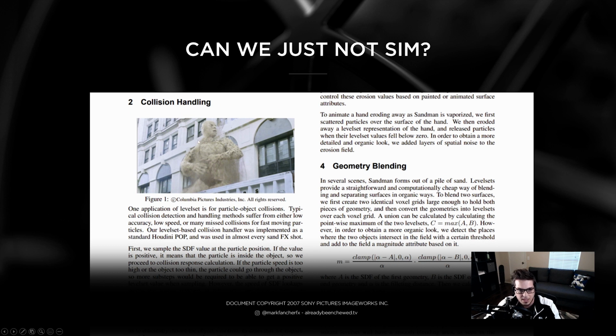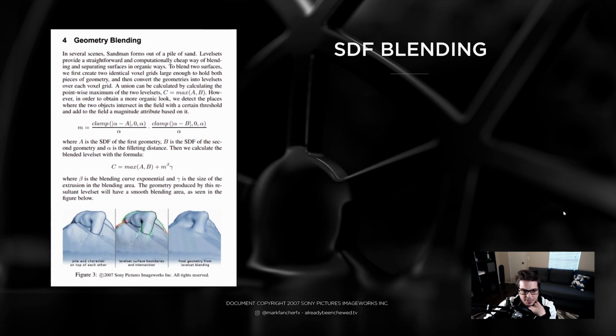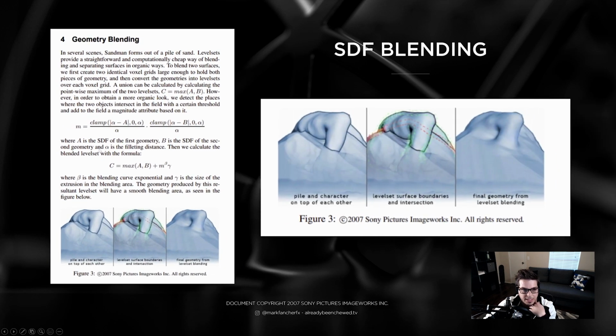Basically, the effects they used this for was for the Sandman. They have cool sequences involving the Sandman intersecting with piles of sand. And instead of just having the geometry intersect, they wanted to have a smoother transition. So in the geometry blending section of this paper, they talk about having your Sandman geometry and your pile of sand geometry, and how they can get a nice smooth transition by using this formula right here.